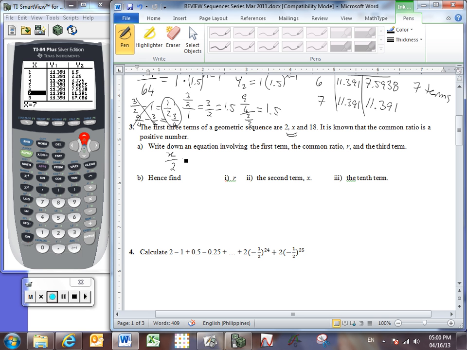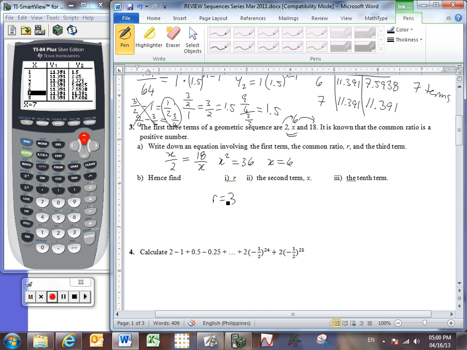x over 2 is equal to the next pair, 18 over x, and I could immediately figure out what x is equal to. So I have to have x squared, cross multiply. I've got x squared equals 36. That means that x is equal to 6. So if your x is equal to 6, what is your common ratio? I can see that 6 over 2 equals 3, and 18 over 6 equals 3, so the common ratio would be 3. So I actually already answered this down here.